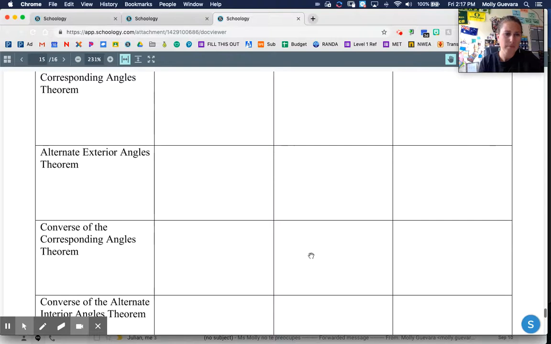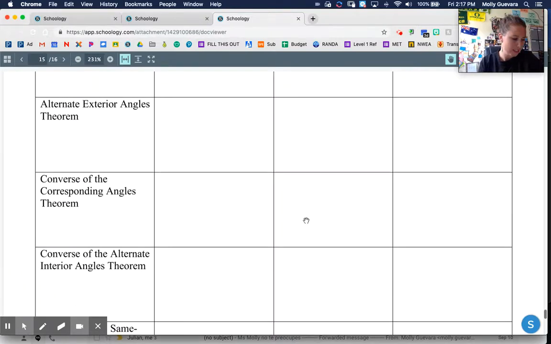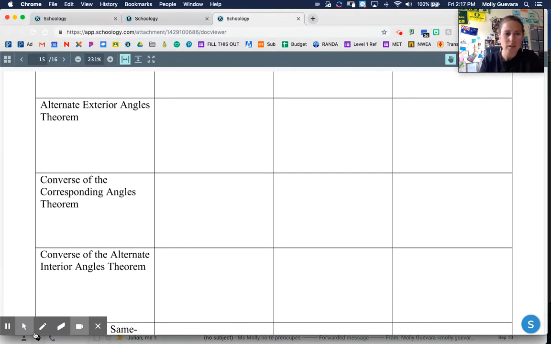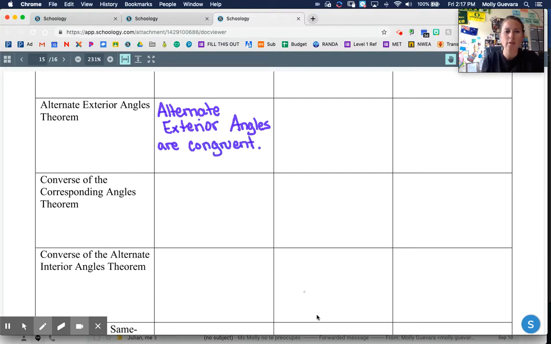And the last one is the alternate exterior angles theorem. Same idea, right? If I have parallel lines, alternate exterior angles are congruent. Keep in mind, this is only happening if I have parallel lines. If I don't have parallel lines, they're not congruent, okay?